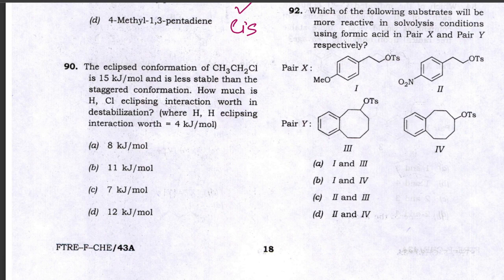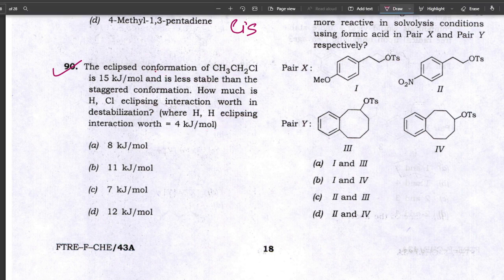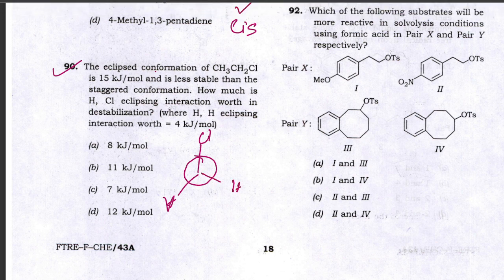Now question 90: the eclipsed conformation of CH3CH2Cl is 15 kJ per mole less stable than the staggered conformation. How much is the hydrogen-chlorine eclipsing interaction worth in destabilizing? Here the hydrogen eclipsing interaction is worth 4 kJ per mole. It's very easy actually. You just draw the Newman projection formula for this. For chlorine I am putting it upside, then hydrogen, and then the next carbon has 3 hydrogens.